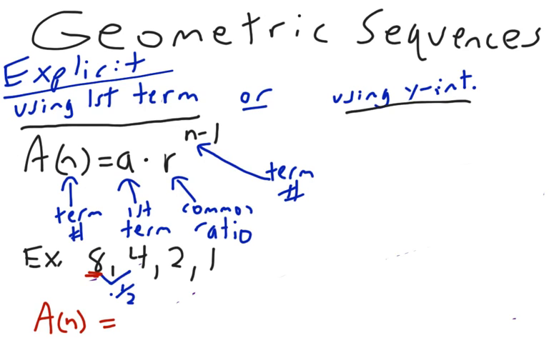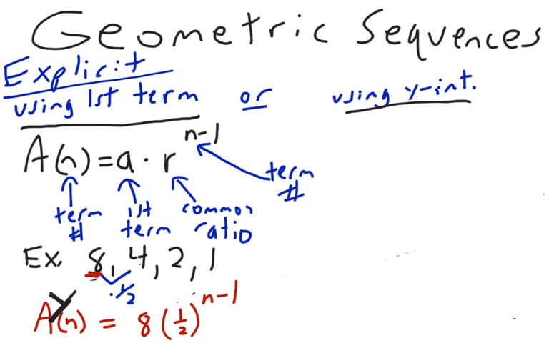It's actually a of n, where n is the term number. You can also think of that as just being y. It's like our y equals, if that confuses you. And then our first term is 8. Our common ratio is 1/2. And then our n, we don't know.